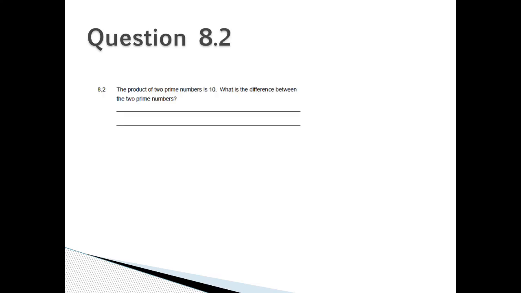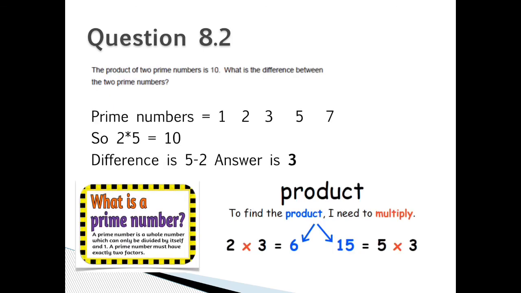8.2. The product of two prime numbers is 10. What is the difference between the two prime numbers? A prime number is a whole number which can only be divided by itself and 1. A prime number must have exactly two factors.